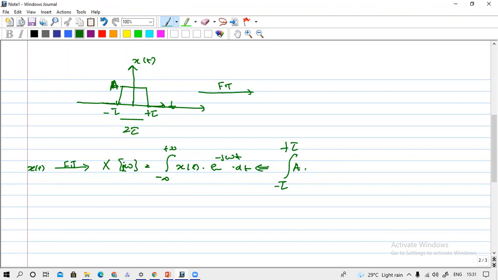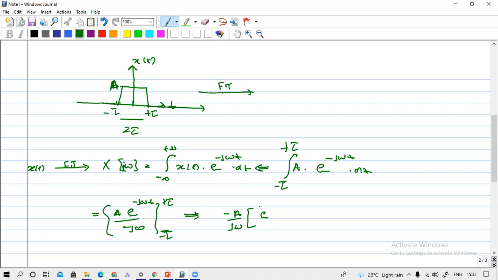Okay, A times e to the power minus j omega t dt. So you can easily do this integration. The integral is A e to the power minus j omega t divided by minus j omega. This is the integrated value. So you have upper limit plus tau and lower limit minus tau. If you apply these limits, you will get A over j omega times the upper limit minus the lower limit.